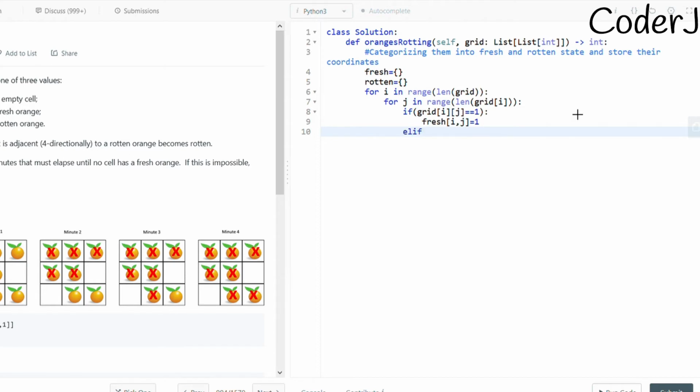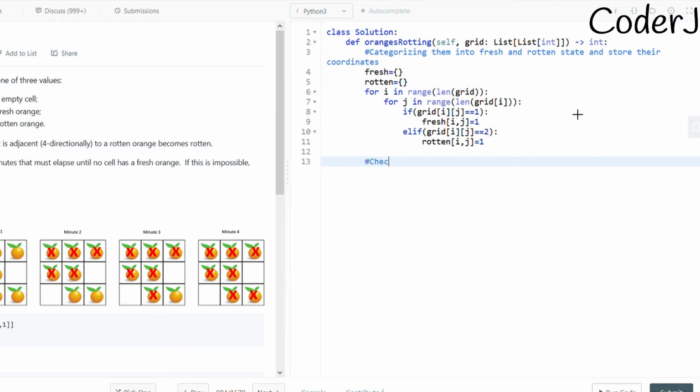Otherwise, if there are three possibilities, it can also be an empty cell, but there is no use of an empty cell for me, so I'll just discard it. Okay, so if grid[i][j] equals 2, if it equals 3, what I'll do is store them into my rotten map, rotten dictionary. I'm just trying to store the initial coordinates, so if I want, I can access them. Okay, now what is the second step?